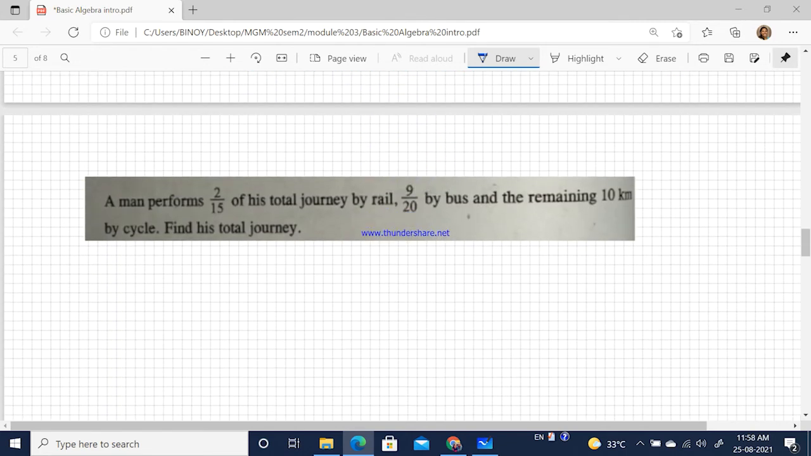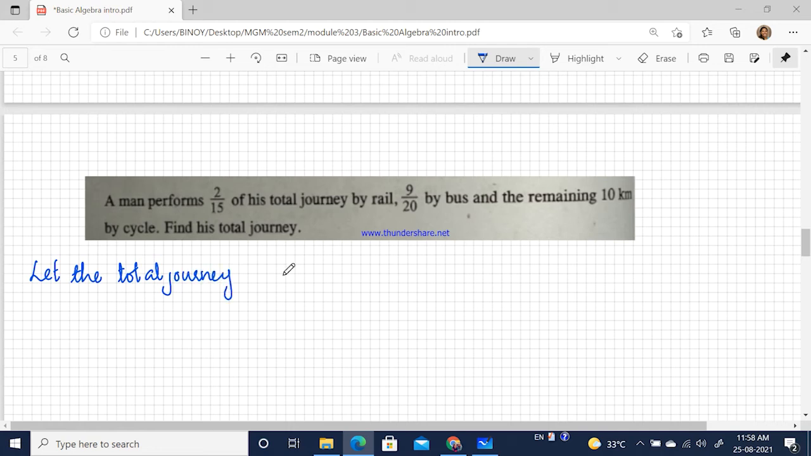Now there is another question. You are asked to find: a man performs 2/15 of its total journey by rail, 9/20 by bus, and the remaining 10 kilometer by cycle. Find its total journey. So let's consider, let the total journey be x kilometer. Let the total journey be x kilometer. Okay.